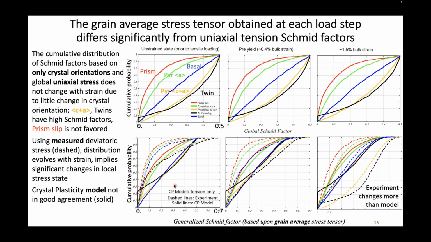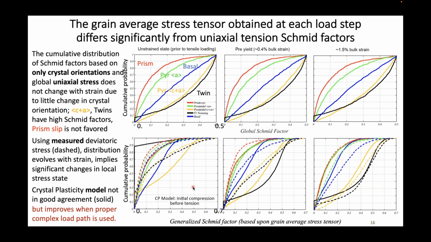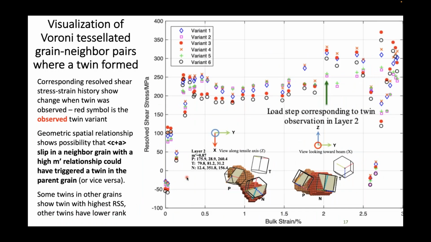And in this case, the dashed lines here represent the measurements. So this comes from the experiment, the dashed lines, and the crystal plasticity model that we used is the solid lines, and it doesn't agree very well. It's clear that the experimental data changes a lot more than the model does when we computationally deform it. That's if we use tension only. But when we do that initial compression and then deform it, it gets a lot better, but it's still not perfect. So a lot of more complicated things are happening inside that we're only approximating with this modeling.